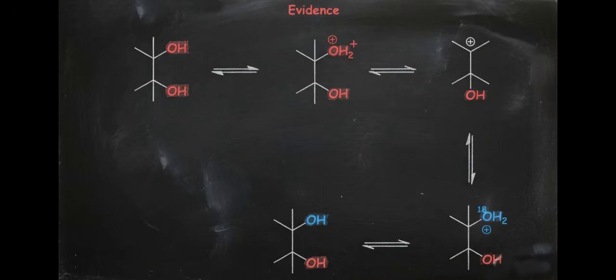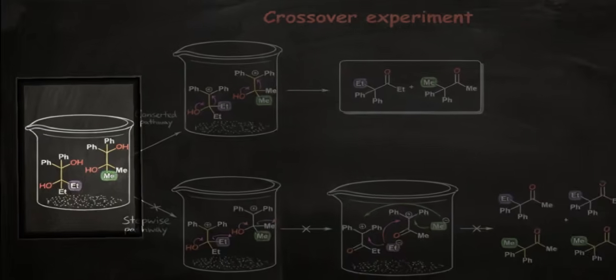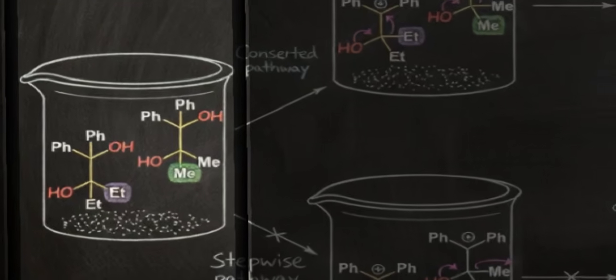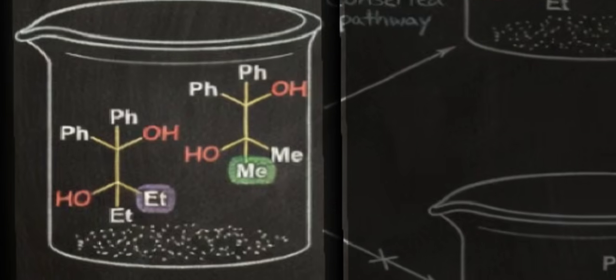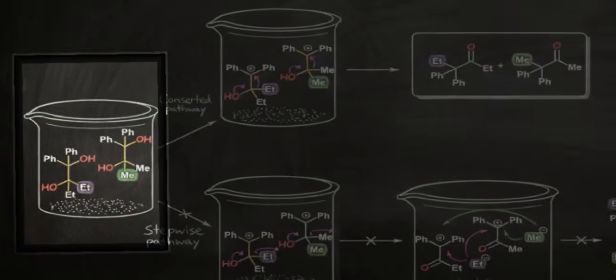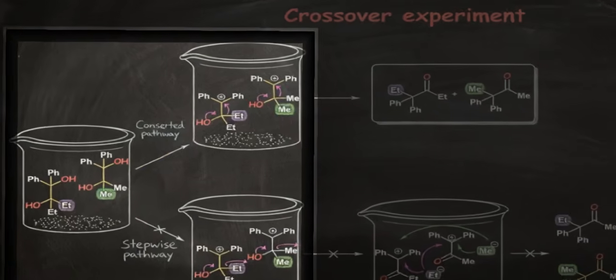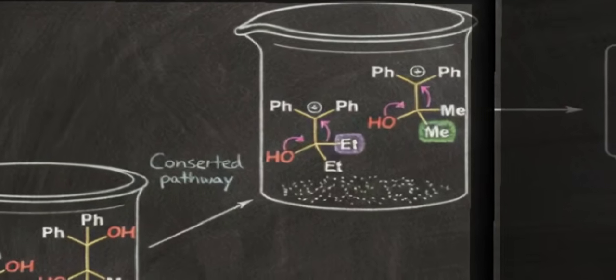carbocation intermediate. In this diagram, we see a crossover experiment in the Pinacolone rearrangement used to determine whether the reaction is intramolecular or intermolecular. First, two different pinacols are mixed in the same reaction vessel. One contains an ethyl group and the other contains a methyl group. Under acidic conditions, the reaction begins with protonation of the hydroxyl group, followed by loss of water. This leads to the formation of a carbocation intermediate.